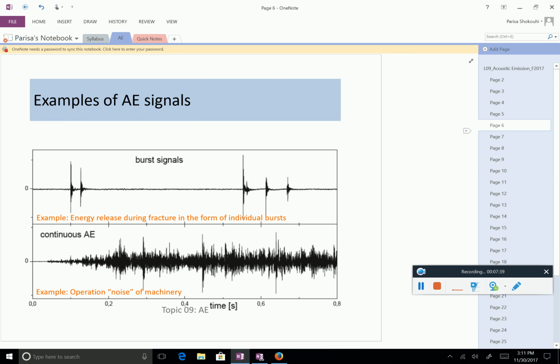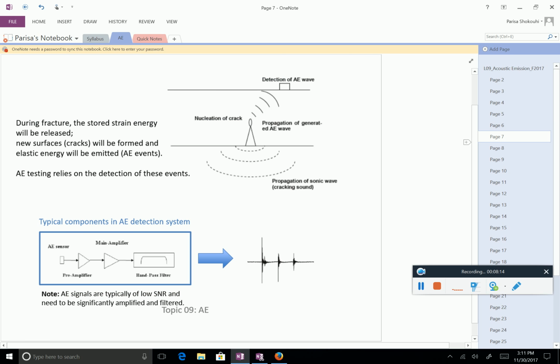It would look something like this. If you have cracks popping up inside the specimen because of loading, because of other damage processes, it would look more like this. You have these burst pulses, then there are quiet times, and then comes another, and comes another. So it's very different. You are just placing a sensor and you just record to see what's going on. So it's a different kind of testing than what you have seen before.